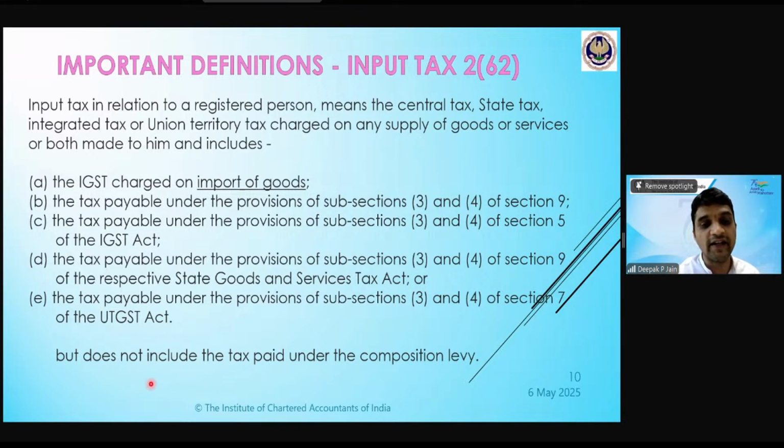And it does not include the tax paid under the composition levy, because under composition he cannot claim the credit and he cannot charge GST also. That's why composition levy is outside. Other than that, all GST which is charged is a credit for you.